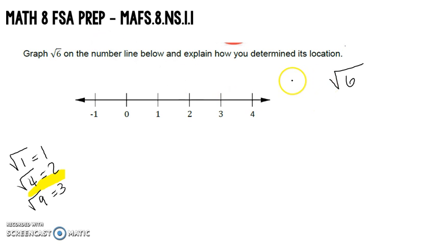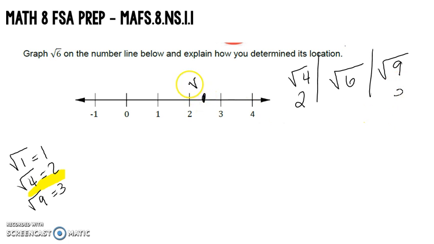So when we go to approximate this, we know that the square root of 6 has to be between 2 and 3. So probably somewhere right along here. And the reason we know that is because 6 is between 4 and 9. And so the square root of 4 is 2 and the square root of 9 is 3. The square root of 6 has to be approximately somewhere in between those.